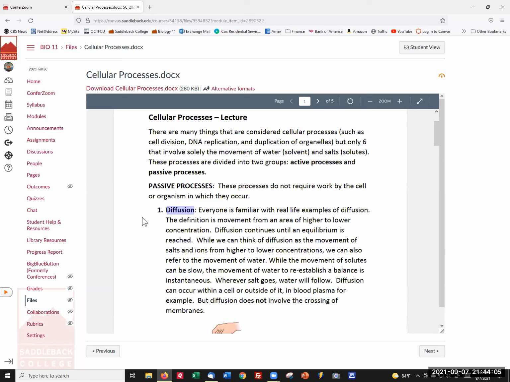But if you're in a closed, small room, the perfume might evaporate. If you've got a large mouth bottle, the perfume might evaporate more rapidly. But it will stop when the concentration of the perfume is equal in the bottle and outside the bottle. There will still be perfume in the bottle.